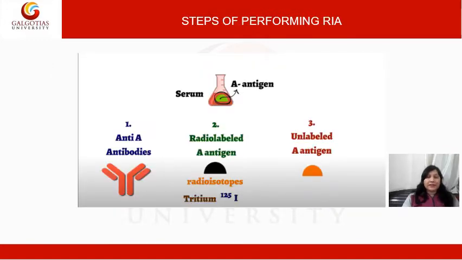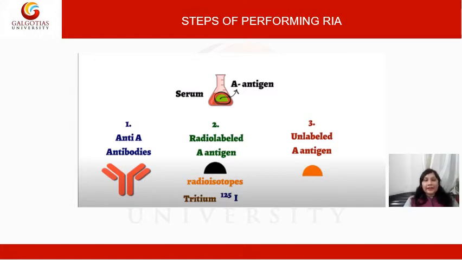Now let's understand the steps to perform radioimmunoassay. So first of all, we must know the requirements to perform this test. Suppose we have to find out the concentration of a type of antigen in this serum sample. So what are the requirements to perform this test? The first requirement is anti-A antibodies, means the monoclonal antibodies that can bind with A antigen to form visible precipitate.